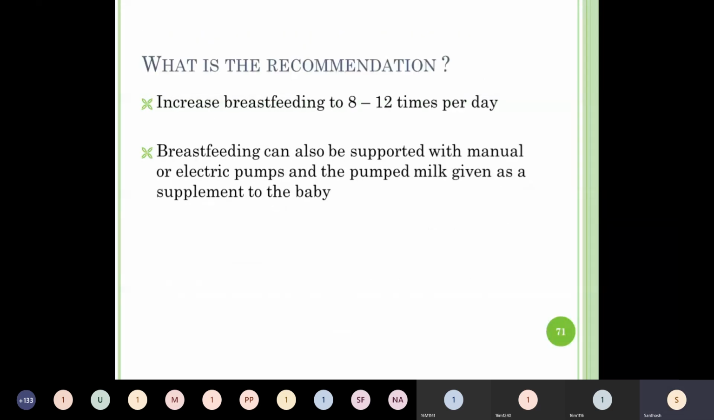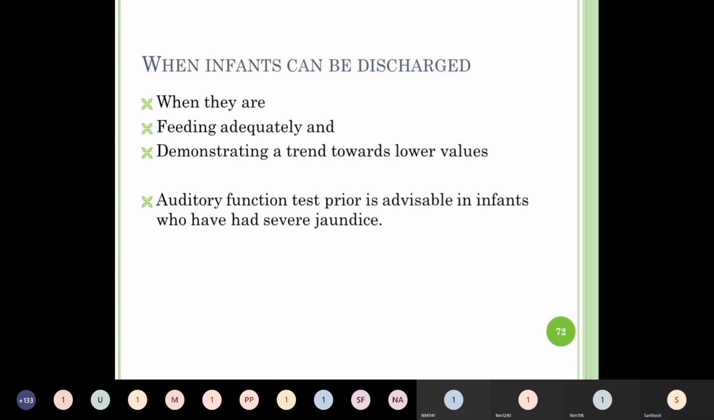Continue breastfeeding for these babies who are on phototherapy. If you cannot take the baby out of phototherapy, then expressed breast milk can be given to these babies. So when can you discharge these babies? When they are feeding adequately, when the trend is towards lower values, and before discharge always do the auditory function test. That is BERA has to be done in these babies with severe jaundice.